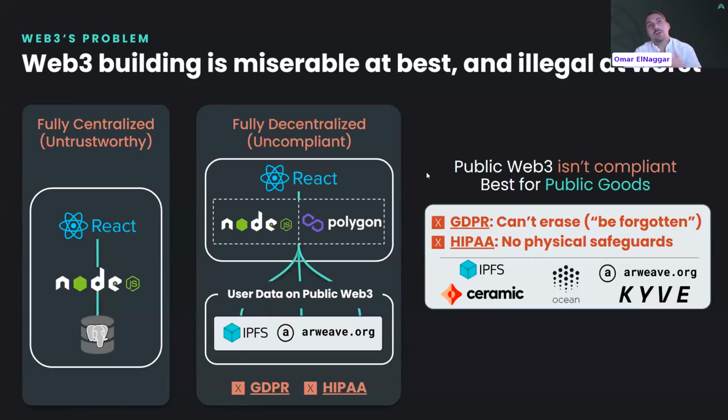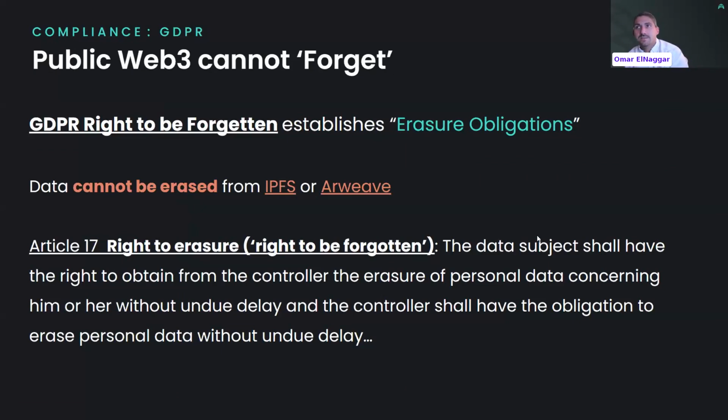And the thing about GDPR compliance is that you need to be able to erase data. And if your ledger is permanent, like Arweave, well, you can't delete things. So that means you can never put data that has to be GDPR compliant there. And same for HIPAA, you need physical safeguards. If I'm going to dive deeper into this, again, the core idea is that public and permissionless Web3 cannot forget. Therefore, you cannot satisfy a GDPR erasure obligation.